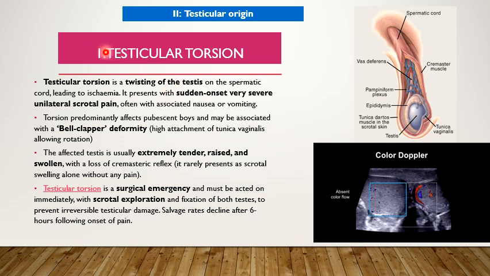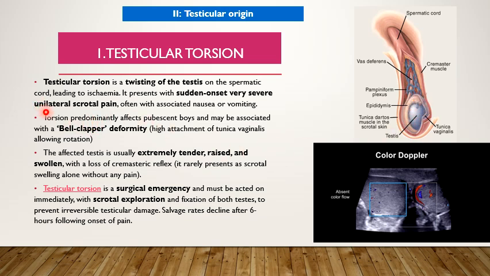The other important thing is now coming to conditions arising from the testes. One is torsion. This is a very important condition. Testicular torsion is the twisting of the testis on the spermatic cord, leading to ischemia. You can see the veins here. There's also the testicular artery that comes along the spermatic cord. So when this twists, it causes occlusion of the testicular artery, and that causes ischemia of the testis.